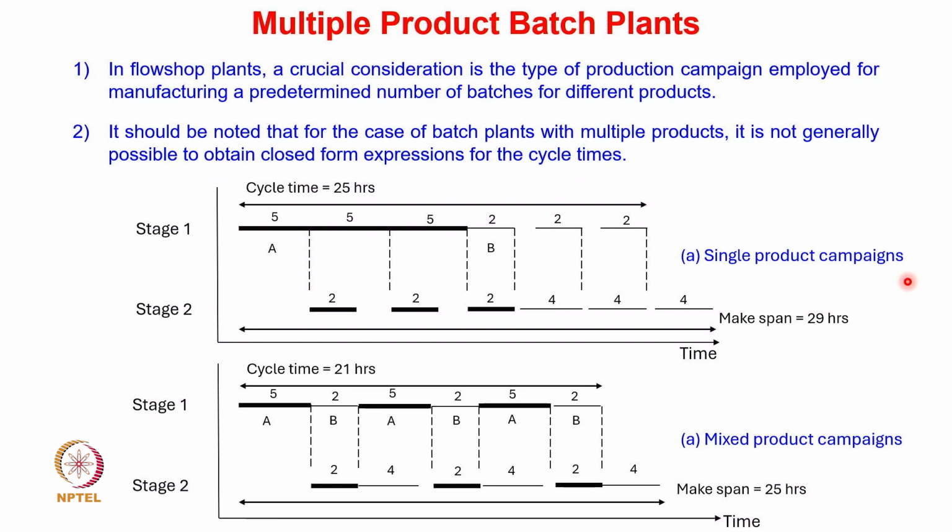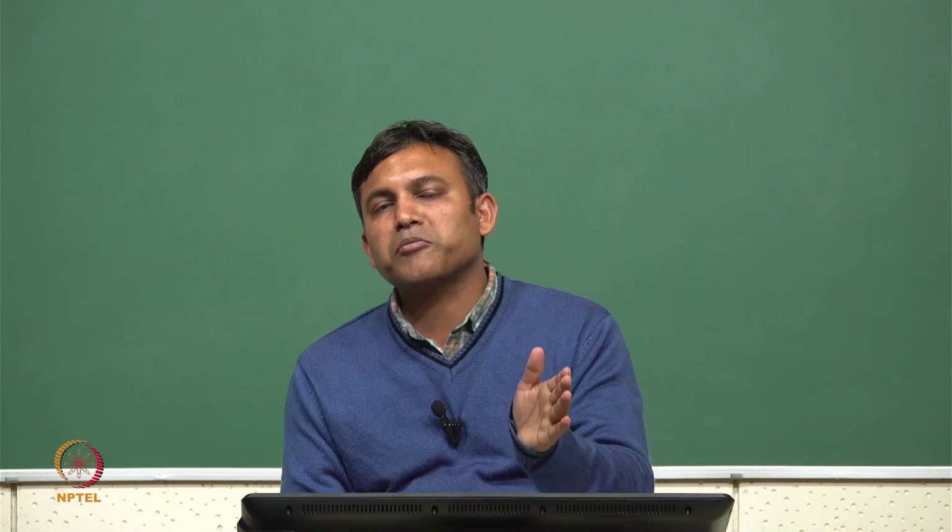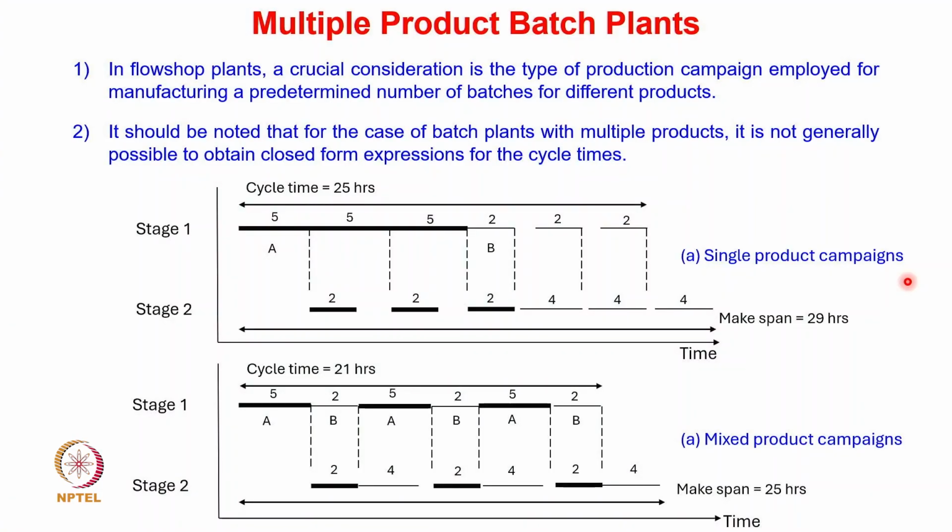All the batches of product A are first completed, and then all the batches of product B are completed. Here, if I look at the cycle time, the cycle time in this case is 25 hours. You can calculate that: 5 plus 5, 10 plus 15, then plus 2, so that is 17, and then here 4 plus 4, that is 8. So it becomes 25. So the cycle time is 25 hours, but the makespan will be 29 hours when we are having the single product campaign.